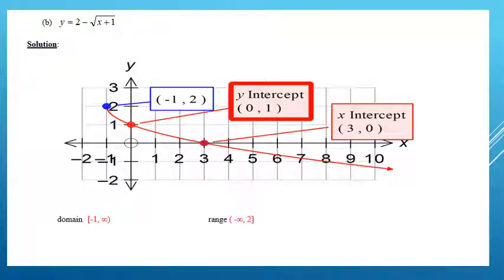Right, there's a better version of it, and you can see that it starts at the point -1, 2, comes down through the y-intercept of 0, 1, and the x-intercept of 3, 0, and continues on that path going downwards as it's going outwards. Okay, that's a good place to stop this slide.